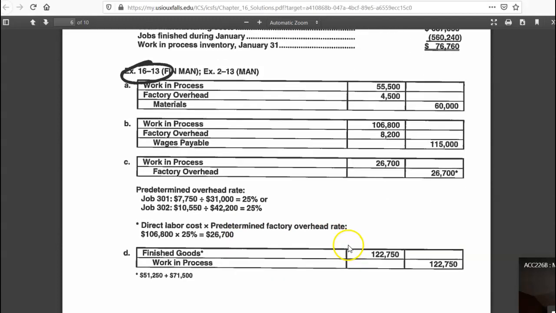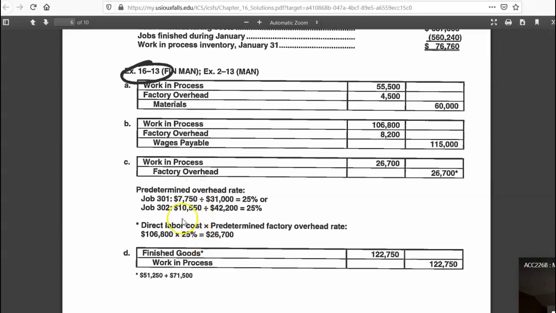Questions on letter C? And then letter D, it just says the completion of jobs 301 and 302. So if jobs 301 and 302 are done, you can look at those two totals, 51,250 and the 71,500. We're moving it from WIP to finished goods. That's all we're doing. Any questions on letter D? Excuse me, on number 13 for that matter, all of 13.